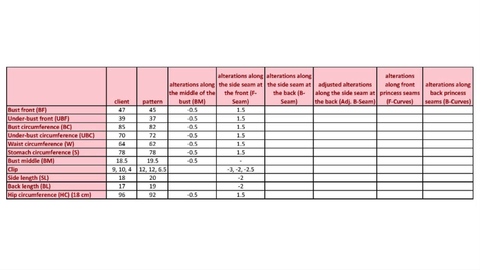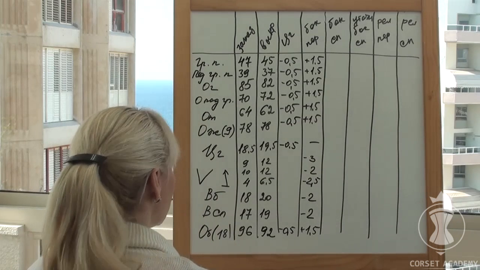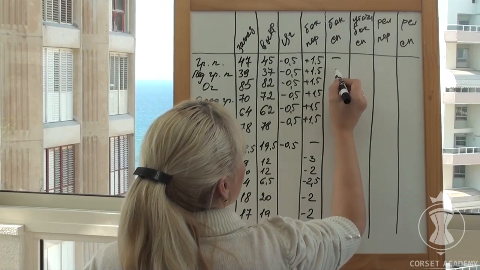Back length. It is 19 centimeters on the pattern, and the client's measurement is 17 centimeters. This means the standard back length should be shortened by 2 centimeters. 17 centimeters minus 19 centimeters equals -2 centimeters. I write it down in the table. Column 5, line 10. Now, let me calculate the side seam of the back.